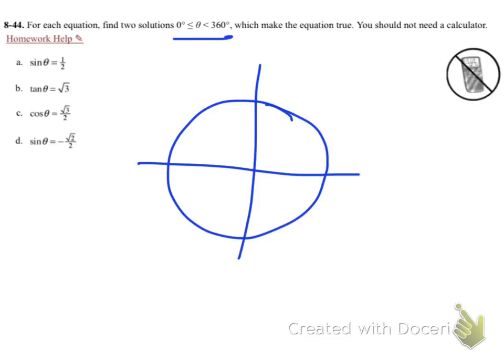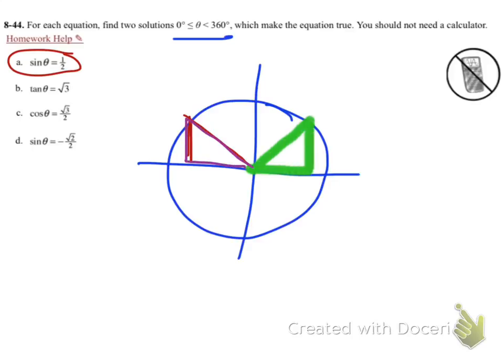So looking at the first one, sine of theta equals 1/2. Sine is the vertical distance from the x-axis. So if I have a sine value of 1/2, that means that this distance here is 1/2. And then I would have another distance over here that also is 1/2. So making the triangles for this, I have two separate triangles. I have this one here, and I would have this one here.